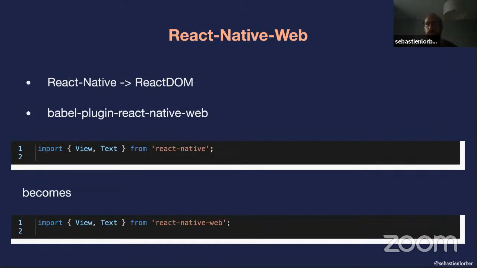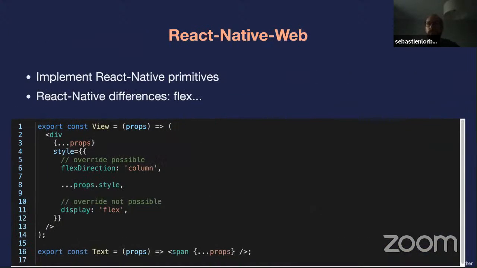Some details about ReactNative Web. Somehow, I like to consider ReactNative Web like a CSS in JS framework that reuses the abstractions of ReactNative. Basically, it tries to convert ReactNative to React DOM, and it does so with a Babel plugin. For example, if you have imports of View and Text from ReactNative, the Babel plugin will rewrite these imports to ReactNative Web. So this is pretty simple.